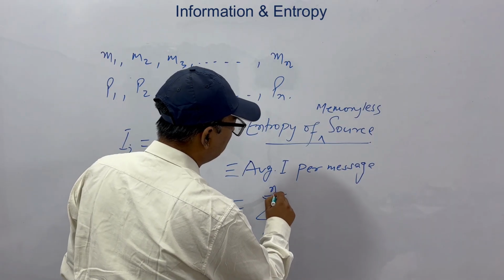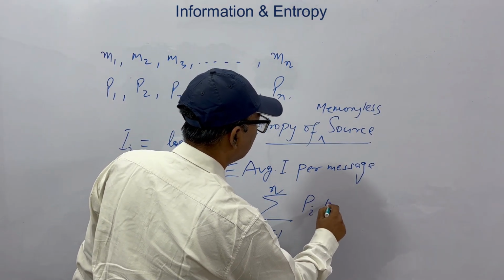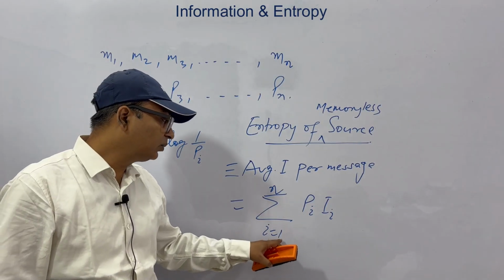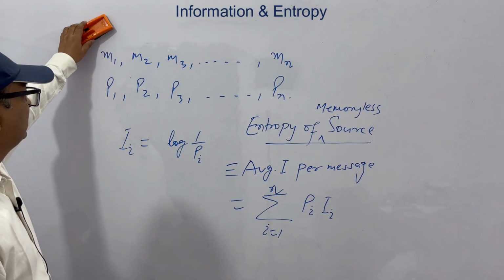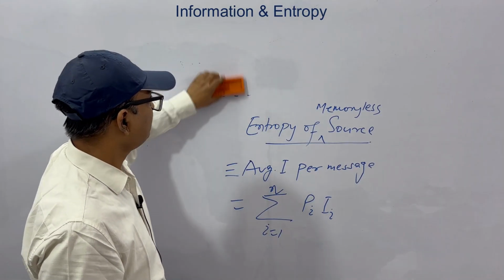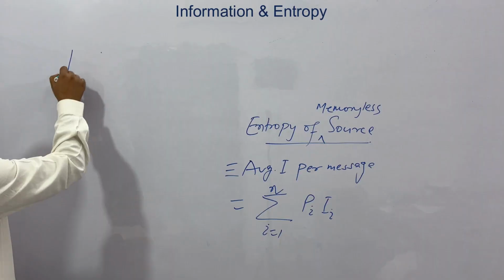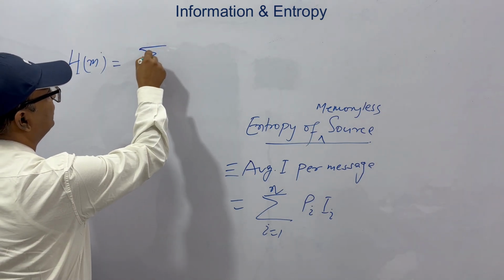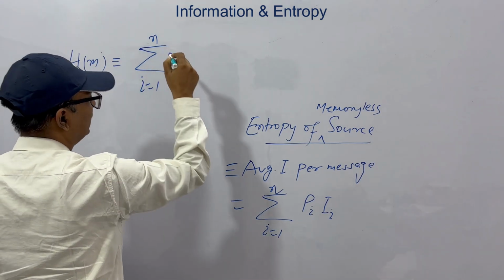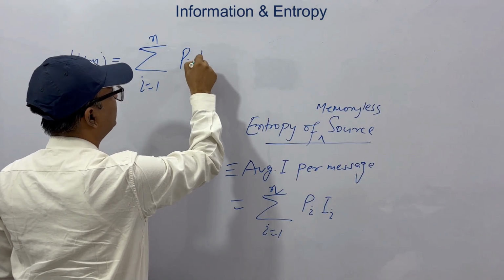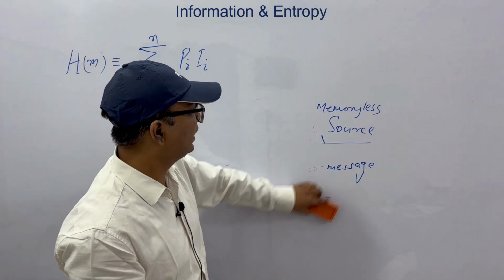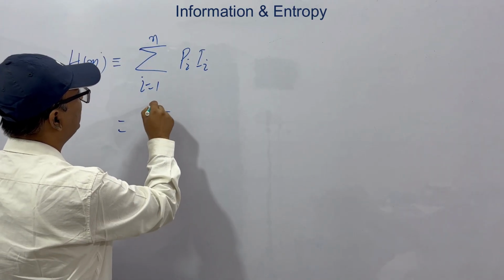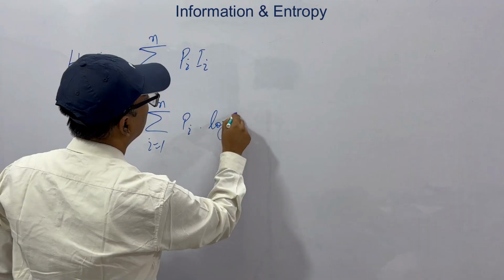So average information per message is the definition of entropy of a source, and it is given by the sum from i equal to 1 to n of Pi into Ii. You know how to take an average? We have seen this in statistics. Clear? So entropy is denoted as H(M). H(M) is defined as the sum from i equal to 1 to n of Pi into Ii, since it is the average information per message. But you have seen what Ii is. It is log 1 by Pi. So we can write it like this: the sum from i equal to 1 to n of Pi into log 1 by Pi.